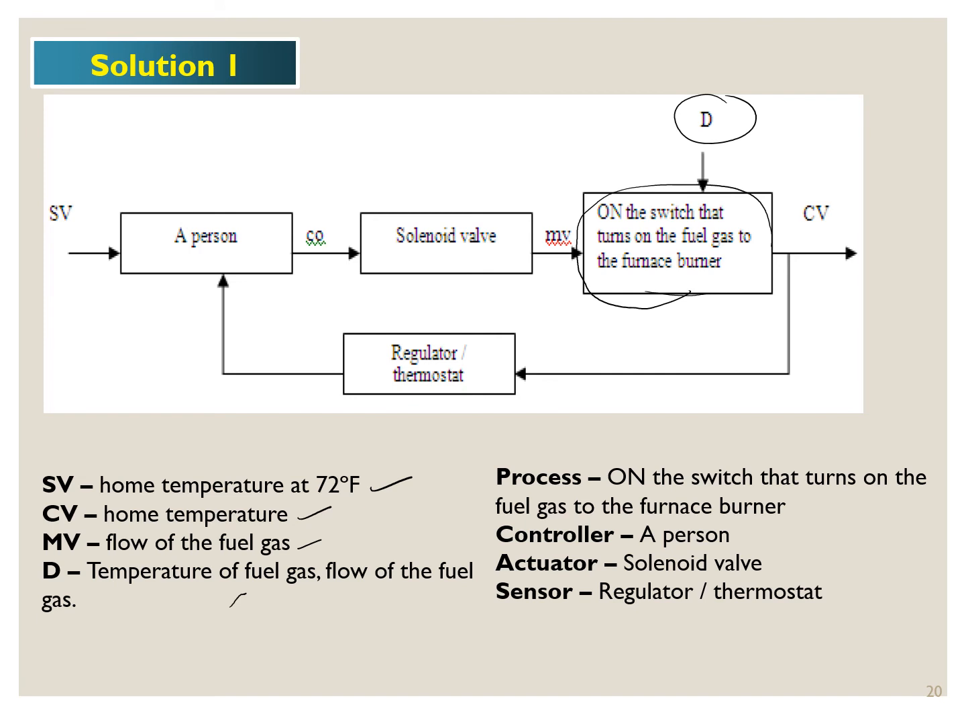Okay, the process is in here: turning on the switch that turns on the fuel gas to the furnace burner. So the controller here is a person, because that person is adjusting according to the thermostat, right? That person sees the thermostat and adjusts the switch on the fuel gas, right? The flow of the fuel gas. So the actuator here is a solenoid valve, and the sensor is our thermostat. Okay, I hope you can understand. But this one is an example of manual control.